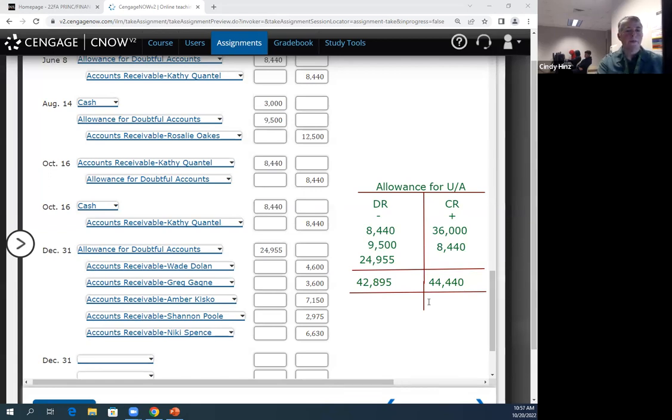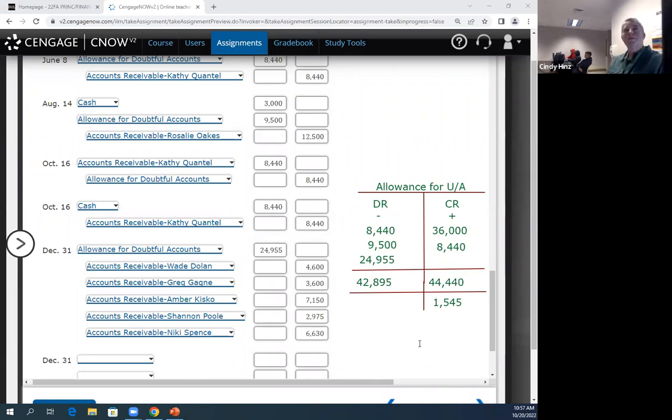$44,440. Then to find the ending balance, we subtract the smaller footing from the larger footing. And we record the difference on the side that has the larger footing. So 44,000, obviously higher than 43,000. So we know that this is going to have a credit balance. But rather than having $36,000 in there, we now have only $1,545.